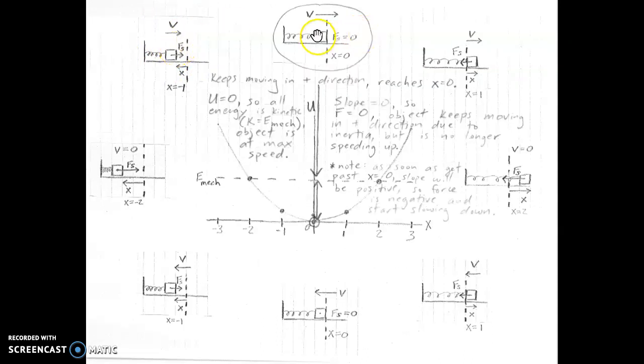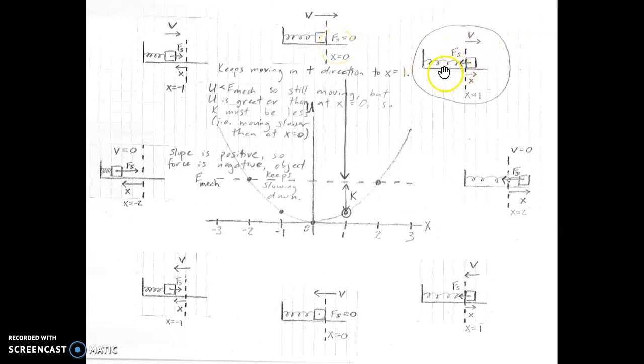When we get to the middle, this is where there is no energy stored in the spring. When we're at equilibrium, the elastic potential or spring potential energy is zero, which means all of the energy is kinetic, and so we're going to be going the fastest here, which is why we see the highest speed.